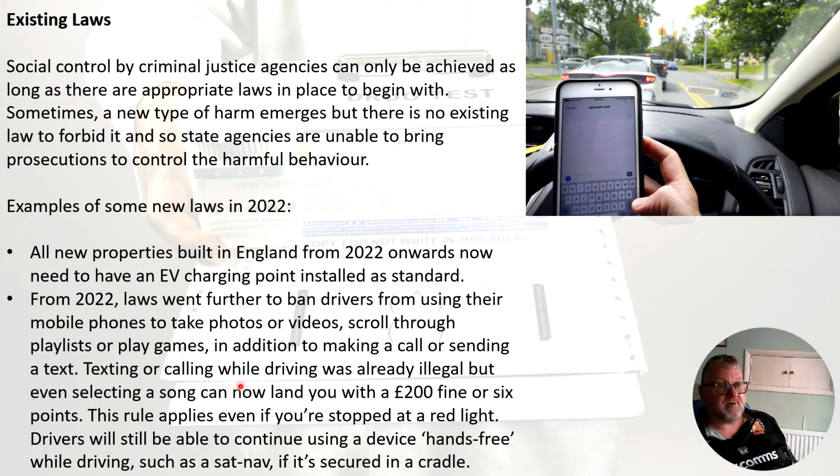Texting or calling while driving was already illegal, but even now, selecting a song can land you with a £200 fine or 6 points. This rule applies, and you may not realise this, even if you're stopped at a red light. You could still use your hands free while driving, such as a sat nav, if it's secured in a cradle. You might ask, well, what's the difference? Well, that's the law. So there we have it.